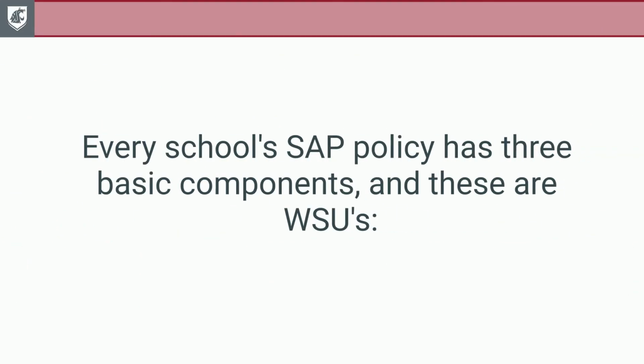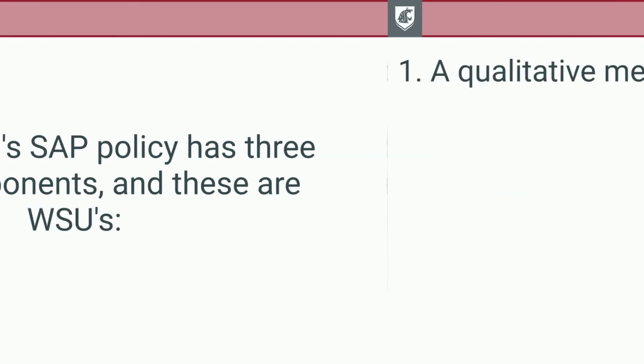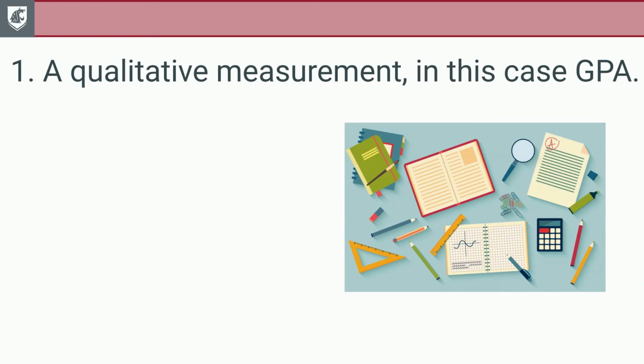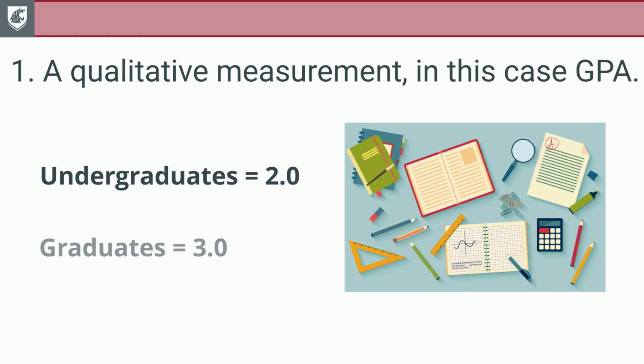Every school's SAP standards include three primary components. Here are WSU's policies. First, a qualitative measurement component such as grade point average or the equivalent. Federal and state guidelines both outline that in order to receive financial aid, a student must maintain at least a 2.0 GPA as an undergraduate and a 3.0 GPA as a graduate.